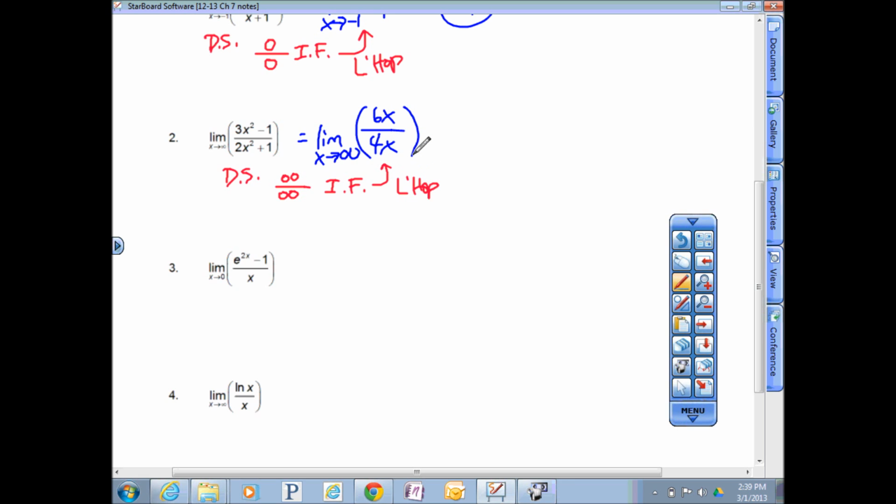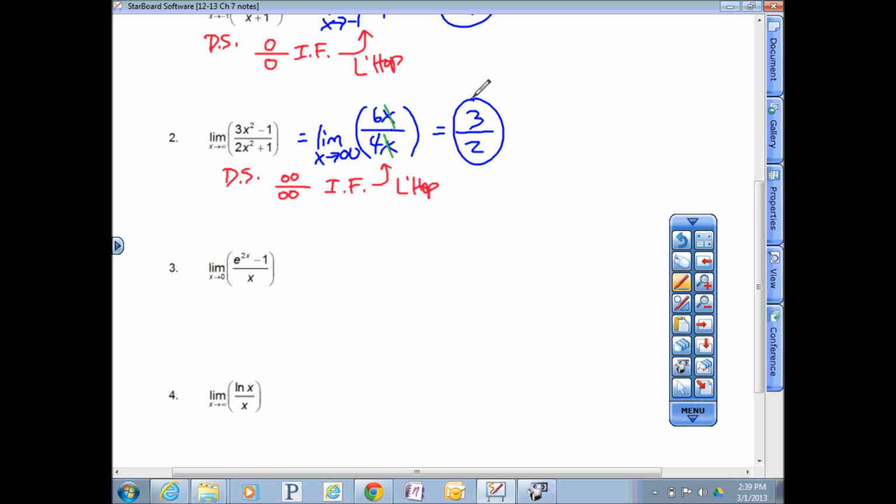Now, you've got a couple choices here. You could cancel some x's, clean some things up. If you went to do that, get rid of that, get rid of that, what am I really looking at? I'm really looking at a limit that turns out to be 3/2. Or if you wanted to say, hey, that's another indeterminate form, what's the derivative of 6x? What's the derivative of 4x? I've got infinity over infinity a second time. Repeat L'Hopital's Rule a second time, you're going to get to 3 over 2. But I like the idea of doing what's in green there and canceling those out.